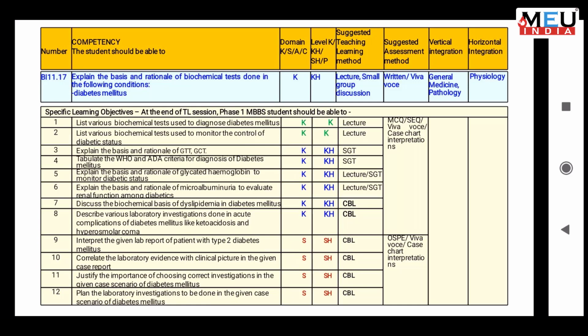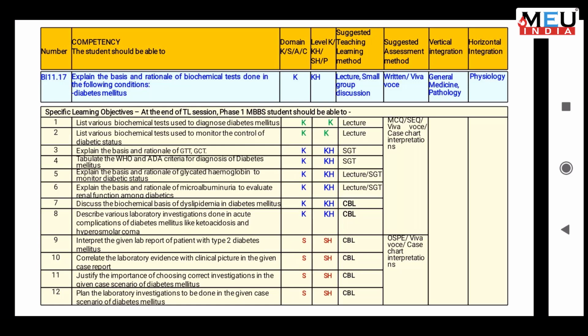Correlate the laboratory evidence with clinical picture in the given case report. Justify the importance of choosing correct investigations in a given case scenario of diabetes mellitus. Plan the laboratory investigations to be done in a given case scenario of diabetes mellitus. So these we thought would be at Shows and Shows How level.